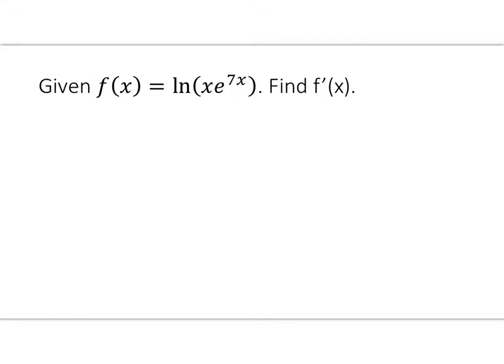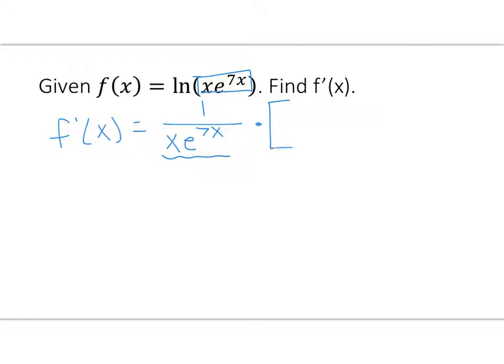All right, we have natural log of x e to the 7x for our function. We want to take the derivative. So this is the inner function, the x e to the 7x. So to find f prime of x, that would be 1 over the thing, x e to the 7x. But now I have to take the derivative of that. So for this, I have to use my product rule because I have x times e to the 7x. So that's first, which is x, times derivative of the second. So that's going to be e to the 7x times 7. Derivative of 7x is 7. Plus the second, e to the 7x, times the derivative of the first.